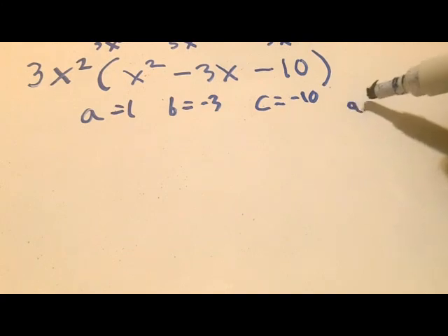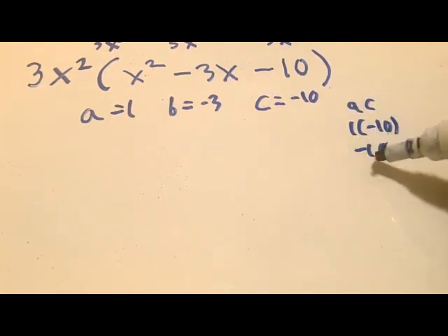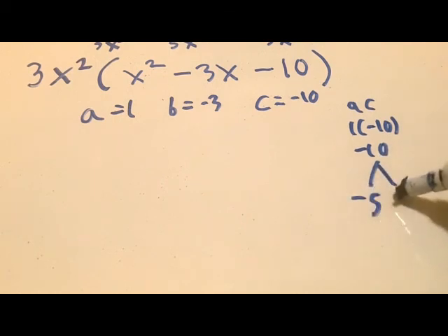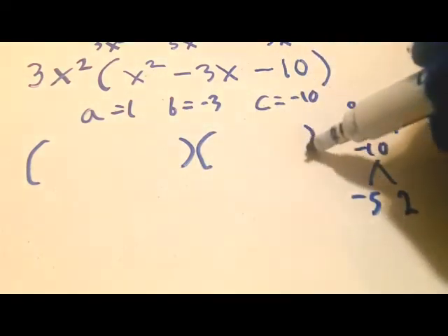When A equals 1, I keep a shortcut with me. I find AC, then I find factors of it that add up to B. Yes, you know you gotta love it. Once I got my factors, then I set up 2 parentheses.